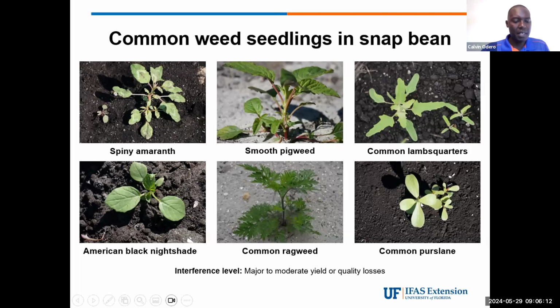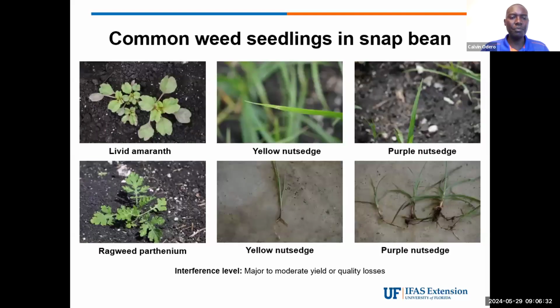And then common purslane, these will have thick and succulent leaves that are spatula shaped. It doesn't have a leaf stalk or a petiole. And all these weeds will cause, I would say, major to moderate yield or quality losses when they are not adequately controlled in a timely manner.